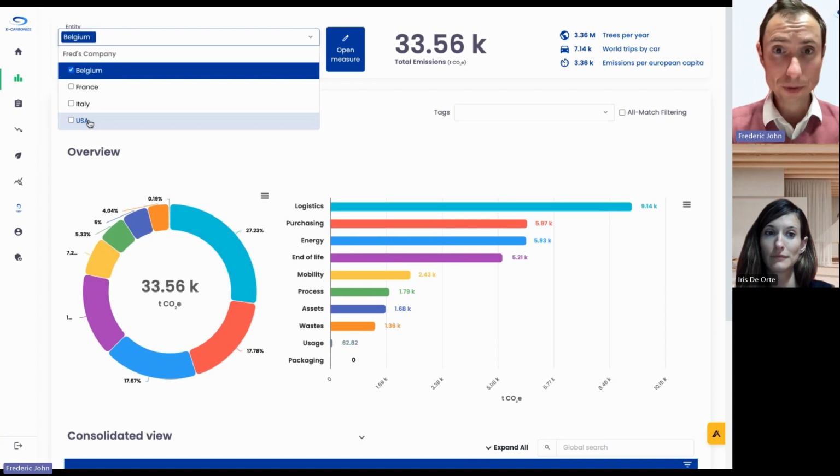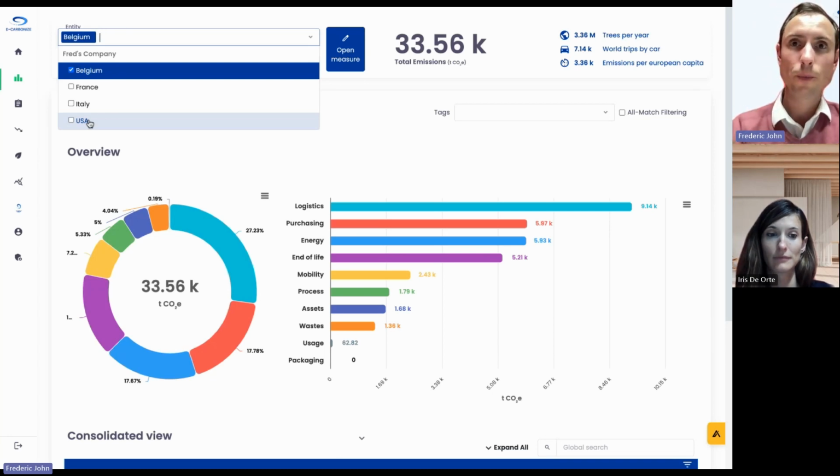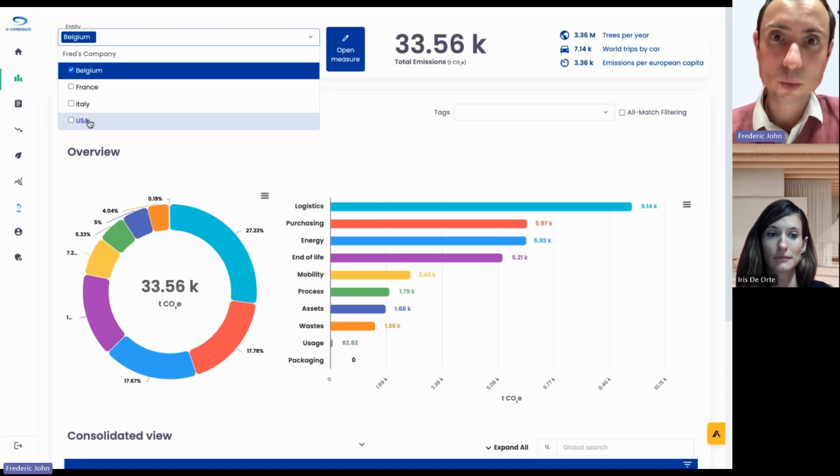It could be an office. It could be a manufacturing plant. It could be a business unit. It could be a country. It depends where you want to put the threshold. What is the level of granularity at which you want to measure your CO2 emissions?